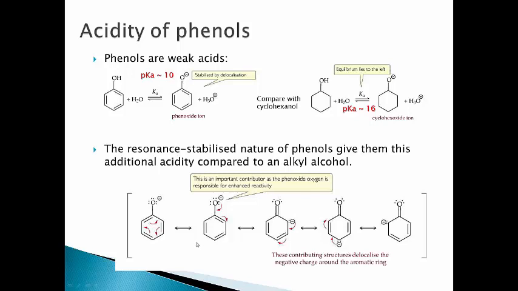When you compare that to your cyclohexanol, okay, so we've got no delocalized electrons, we've just got this OH. When it forms the cyclohexoxide ion, there's no way to stabilize that negative charge. There's no extra electrons to help out carrying that. So the equilibrium actually lies towards the cyclohexanol. Whereas in this case, it lies towards that phenoxide ion.